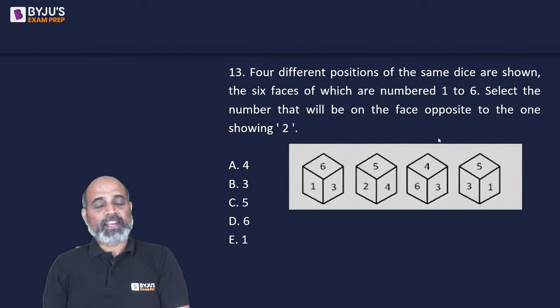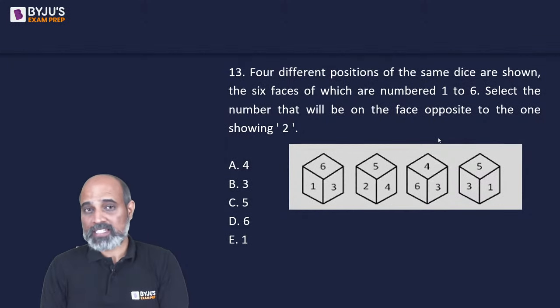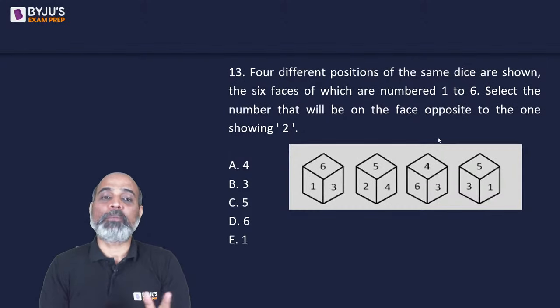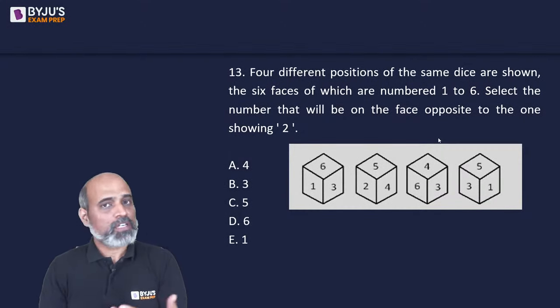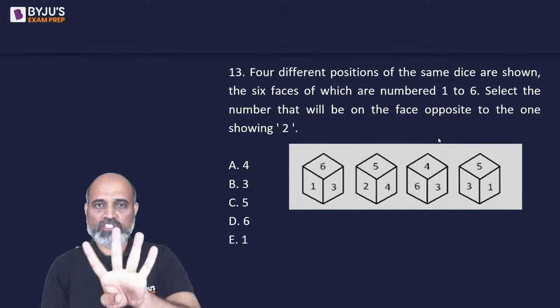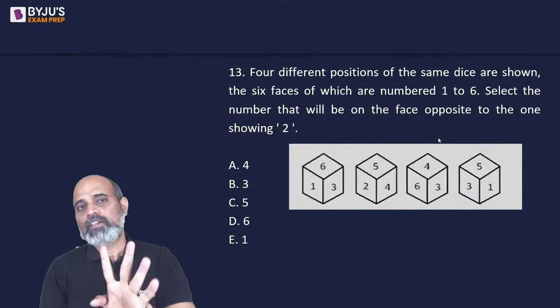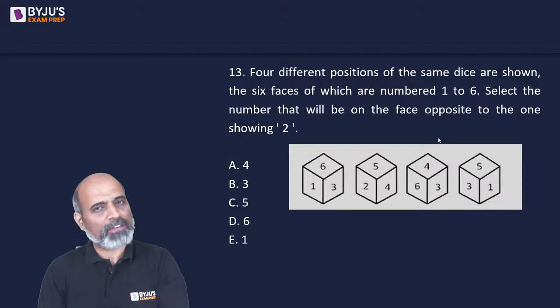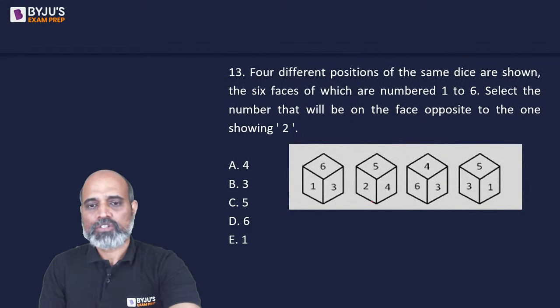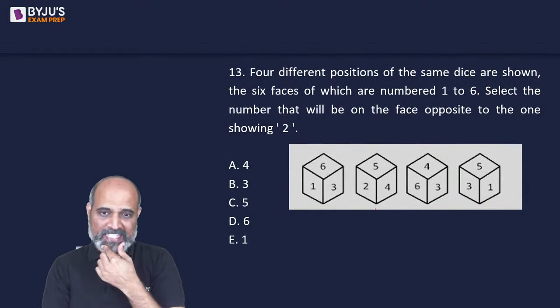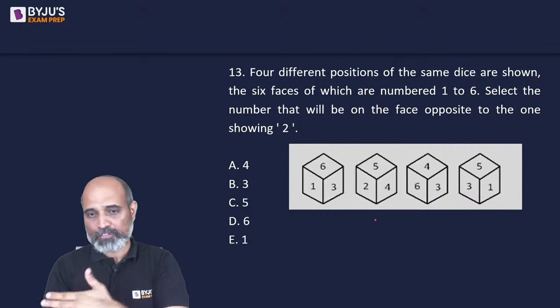Okay, next one. Again, a question based on die. 4 different positions of the same dice are shown. The 6 faces of which are number 1 to 6. Select the number that will be on the opposite to the one showing 2. Same logic as the previous one. इन 4 में से कोई भी 2 ऐसा ढूंढेंगे where there is only one number common and we will move ahead with it. So if I look at the first and second figure, there is nothing common. So I can't take first and second.